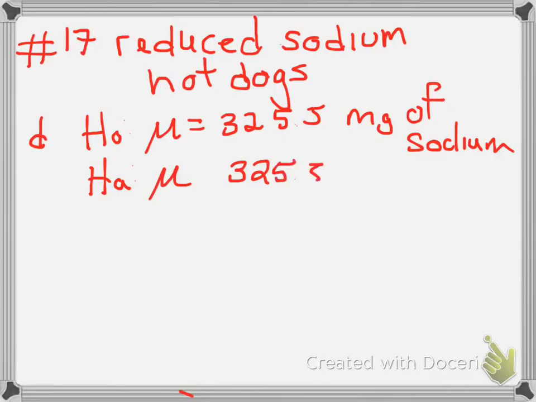All right, now, do you agree for sodium, reduced sodium dog, that I want to have less than that, right? So I'm going to have less than. Okay, so this is just like proportions. I still have HA, H0, I still have mu, and the number stays the same. The only thing that changes is the sign between mu and the number.